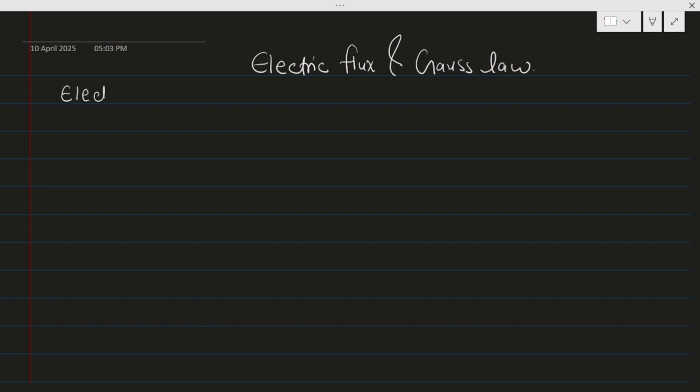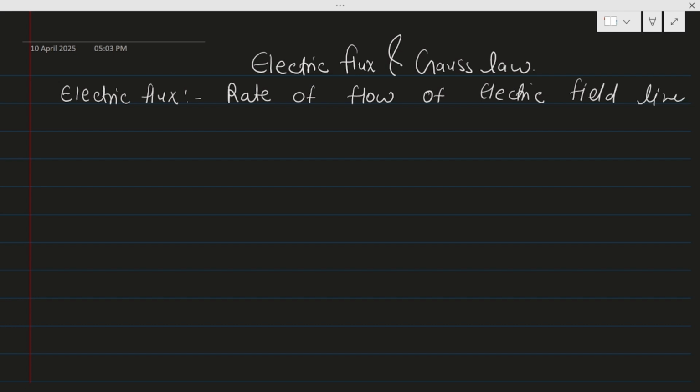So electric flux is basically the rate of flow of electric field lines through a surface, and this surface can be open or closed.